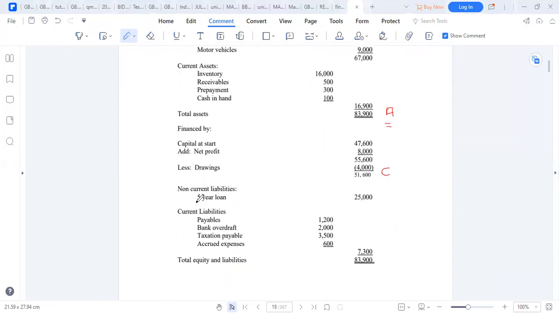A 5-year loan is long term because it is more than a year, so it comes there under non-current. Then we have payables, overdraft, tax payable, accrued expenses. We total them up there. So these make our liabilities. So this asset figure must be the same as when we add these two, capital plus liability.